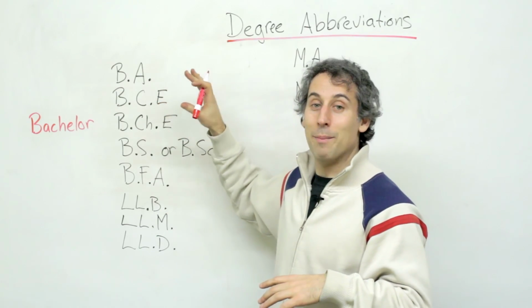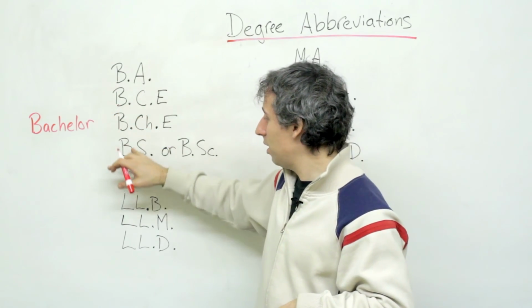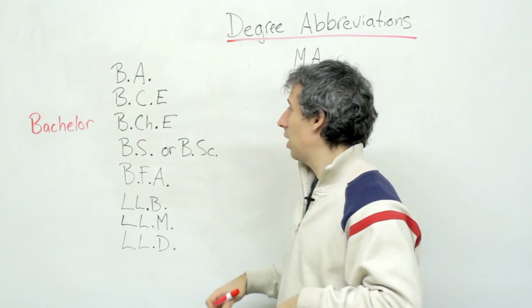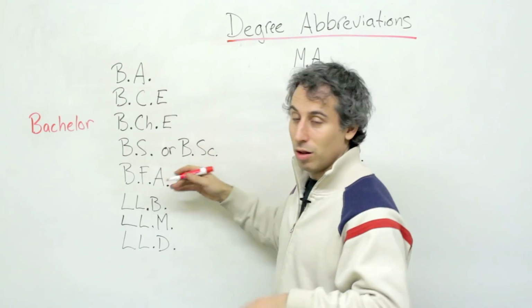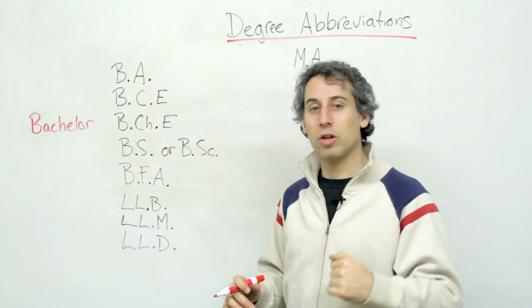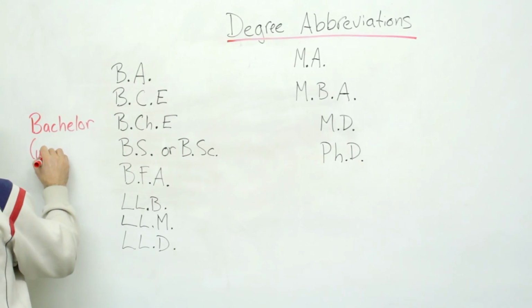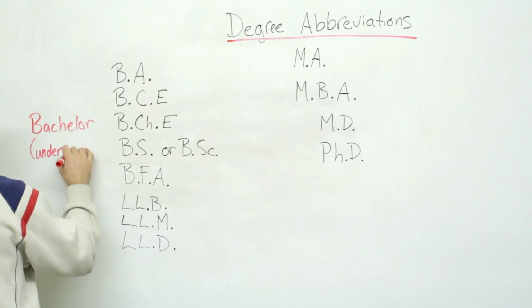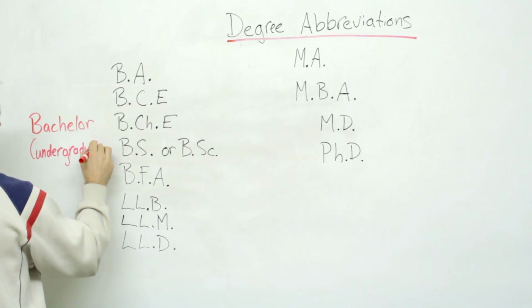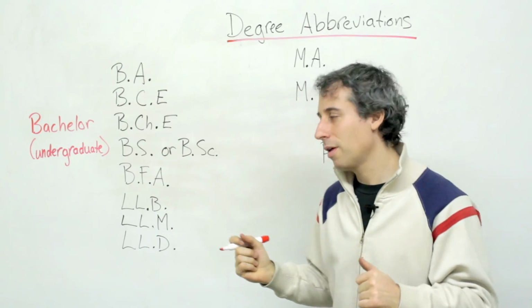This is called a bachelor. They're called bachelor degrees. The B here stands for bachelor, and the A I'll explain in just a minute. Basically, bachelor degrees, another way of saying it is undergraduate. Okay, these are undergraduate degrees.